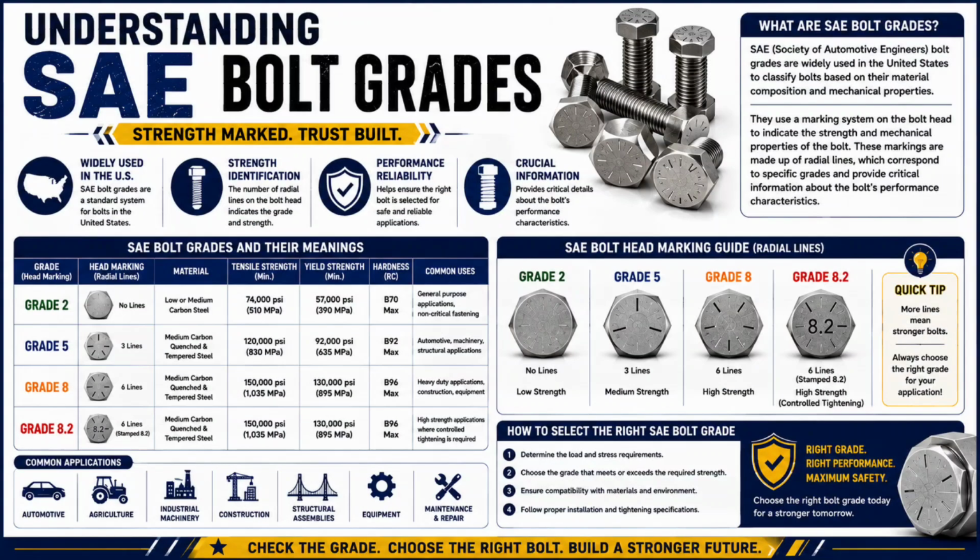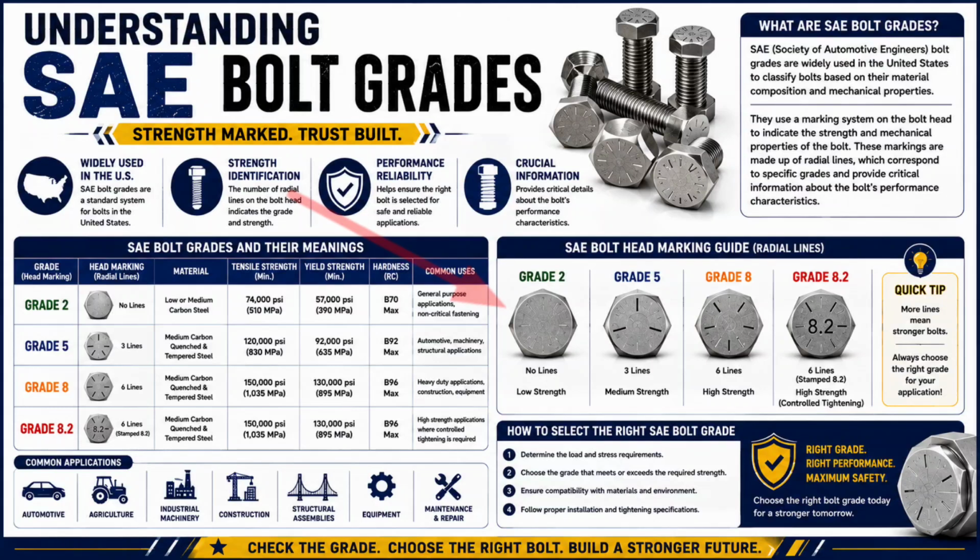Now we'll look into the SAE bolt grade. It is also called the inch system. This type of measuring system is widely used in the United States. SAE bolt grades are a standard system for bolts in the United States. The number of radial lines on the bolt head indicates the grade and its corresponding strength.